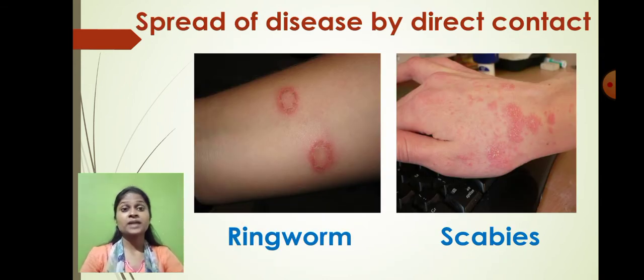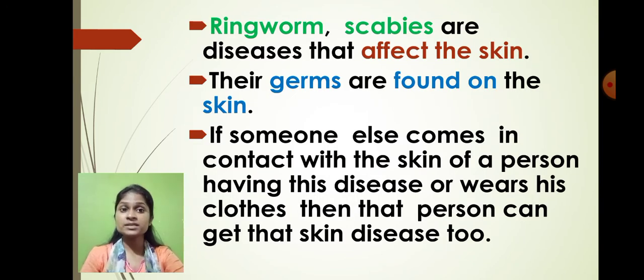Is that clear, students? And most importantly, many of you must have seen such kinds of patches on the skin. Am I right? So what are these patches over here? These are called what? Skin infections. This picture shows ringworm, as it looks like a ring shape, and this condition is called what? Scabies. Okay, so ringworm and scabies are skin infections which are caused by direct contact with an infected person. Is that clear? So students, always remember that ringworm and scabies are diseases that affect the skin directly. Their germs are found on the skin.